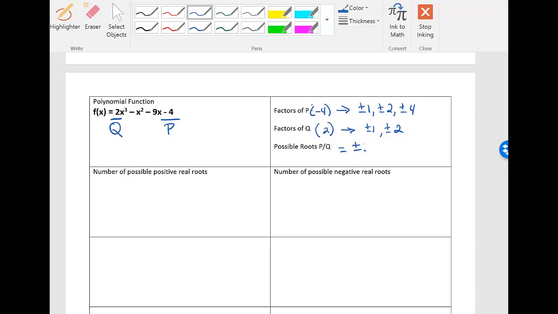So we get plus or minus 1, plus or minus 2, plus or minus 4. Then when I go over 2, I get plus or minus 1/2. 2 over 2 gives me 1, which I have, and 4 over 2 gives me 2. So this isn't bad. We have 8 possibilities. Let's check to see how many of the positive ones we're going to use.